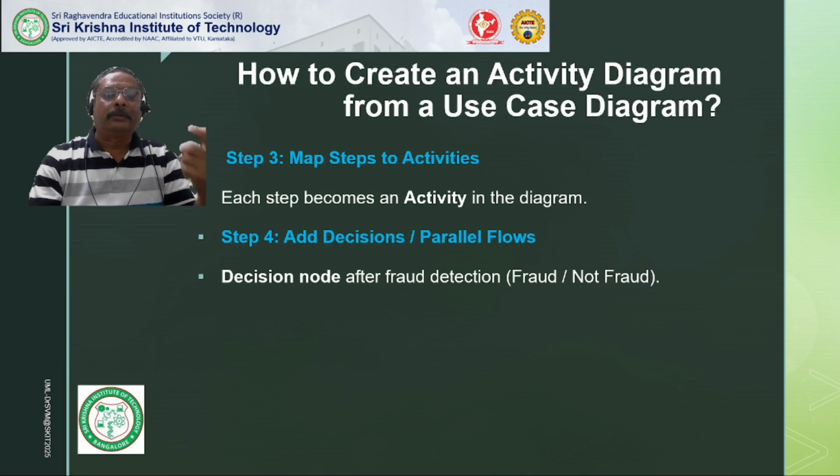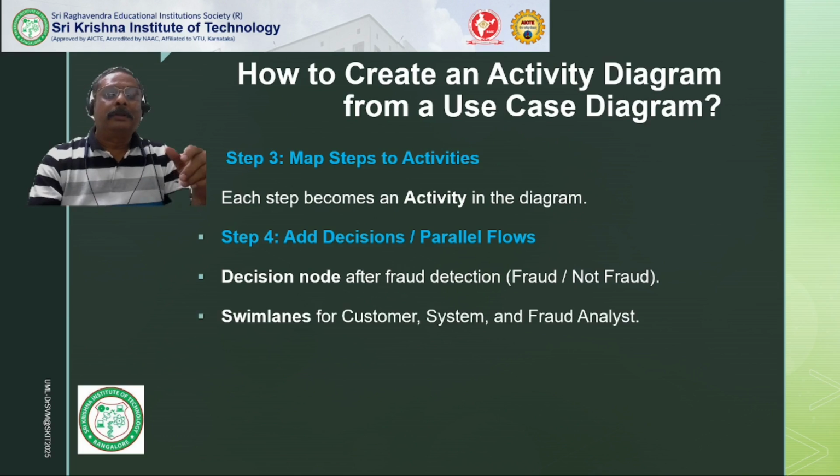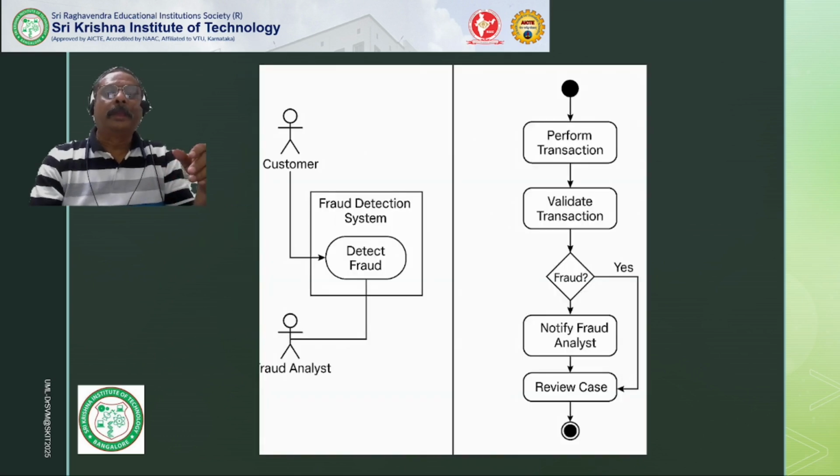So a decision node after the fraud detection: is it fraud or not fraud. Then swim lanes for the customer, system, and fraud analyst are drawn for them. So the example here is the use case: we have the customer, and the fraud analyst is another actor, and we have a use case called detect fraud, and our system is the fraud detection system.